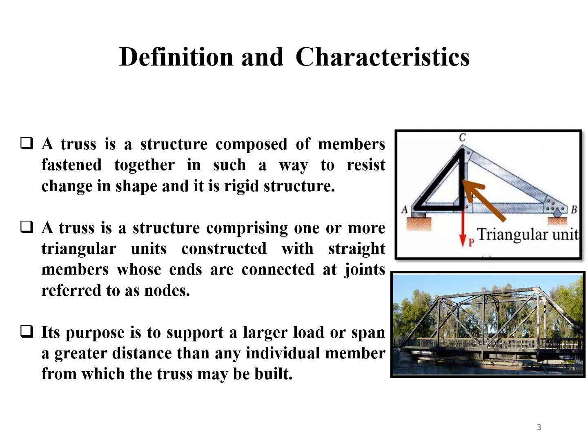So what exactly is a truss? According to the first atom, a truss is a structure composed of members fastened together in such a way as to resist change in shape, making it a rigid structure. The base shape of a truss is three members connected to form a triangle. Please see the first figure.